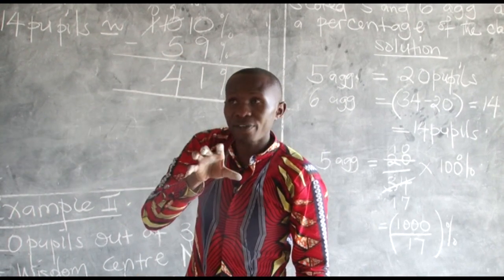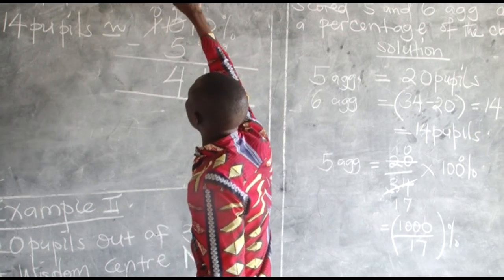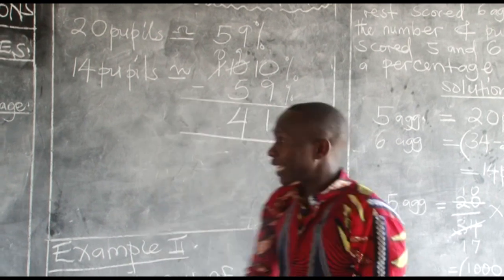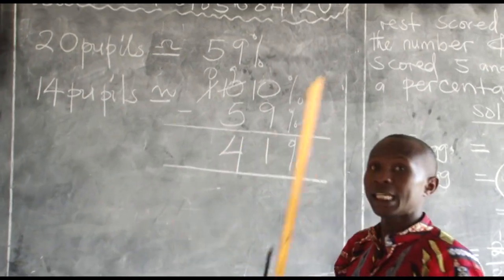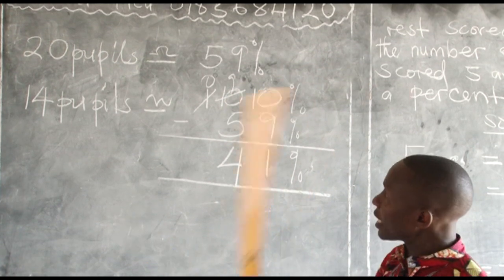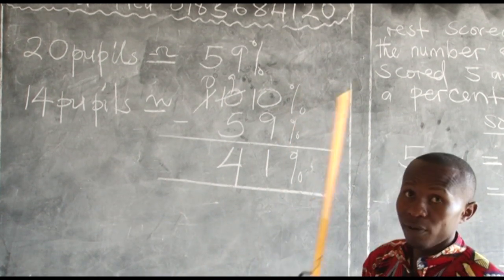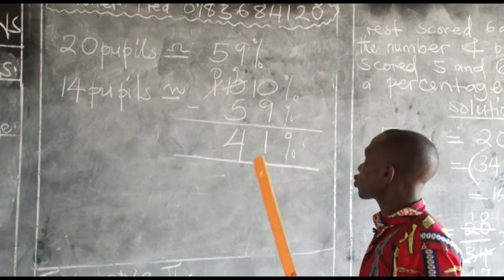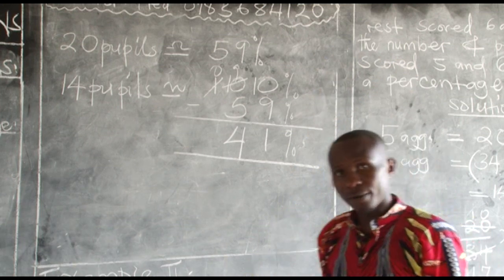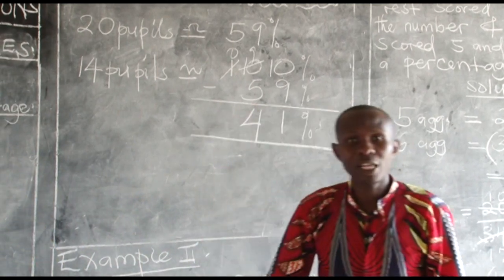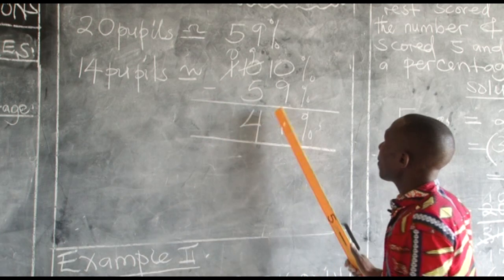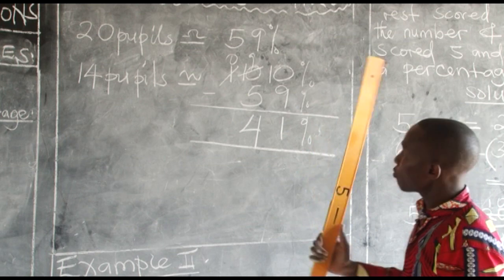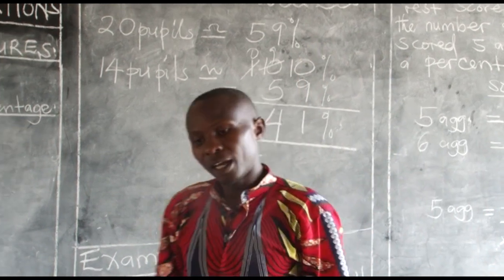Those who scored 5 aggregates are approximately 59%. For you to prove that you have passed or you have failed, get the percentage for kids who got 6 aggregates plus the percentage of kids who scored 5 aggregates. If the total number gives you 100, then the total percentage must also give you 100. The total number of kids is giving you 34. At the same time, when you add their percentage also, it is giving you 100. Therefore, that qualifies the answer to be right. Okay?